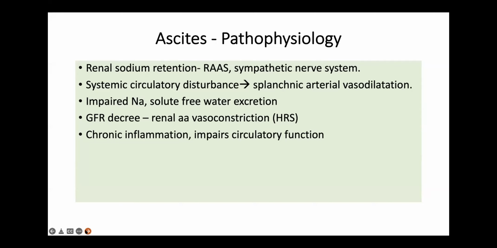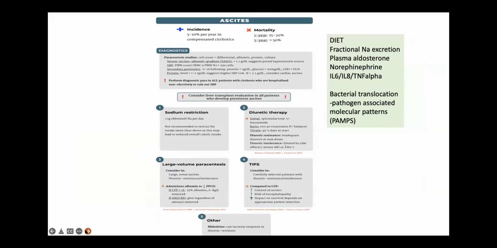So because of that, you have impaired sodium and solute-free water excretion, as well as renal artery vasoconstriction that can occur and decrease your eGFR with activation of all these systems. That can also lead to HRS. Generally, you have chronic inflammation, and this is also contributing to your impaired circulatory function. I thought this was a very nice summary of ascites in general.